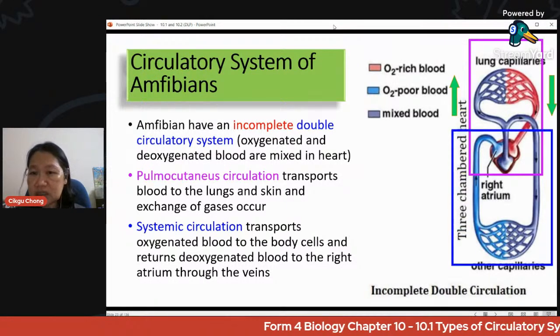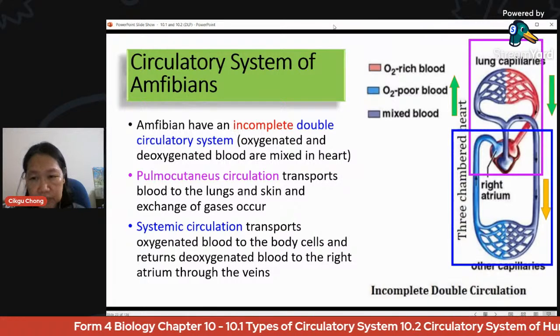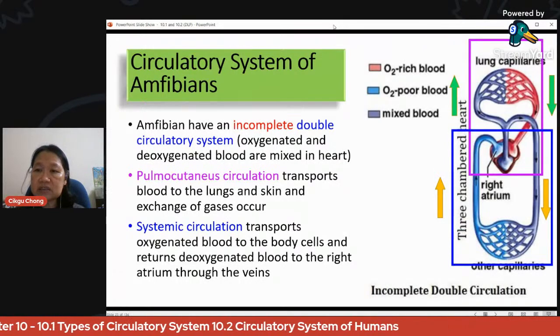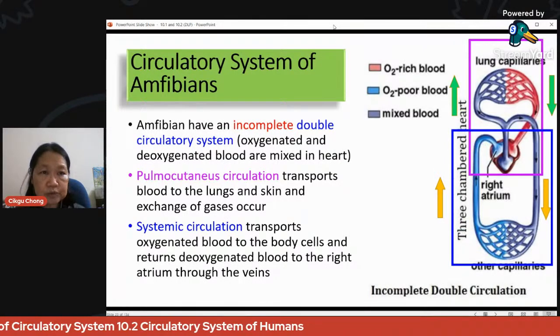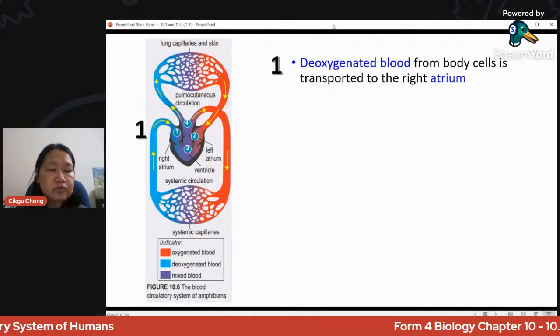You can see the blue one. This is the systemic. So it sends blood to the body cells and it returns it back to the heart through the veins. So this is another loop, right? So there are two loops here. So we call it double. All right. So here, just revise here.